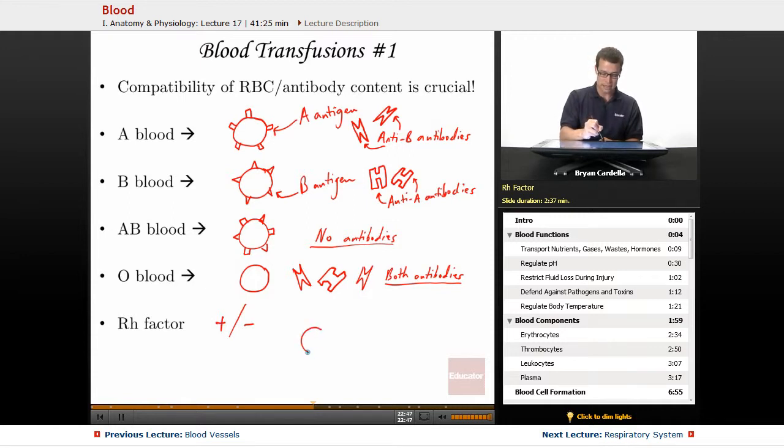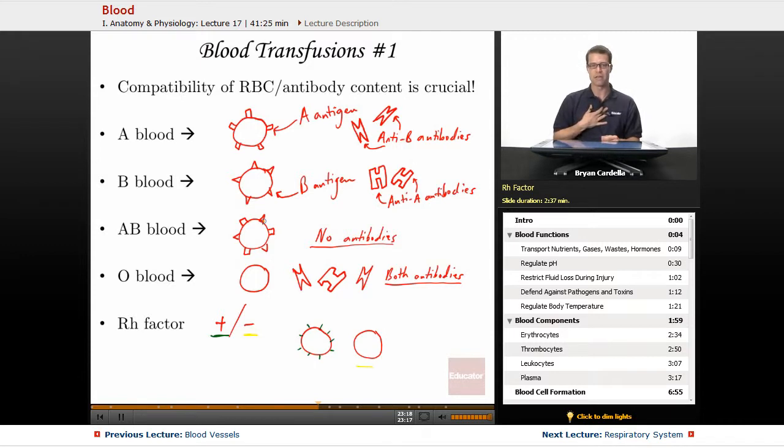Think of it as like this. Let's say this is an O red blood cell. Here's another O red blood cell. If you are Rh positive, you might have this additional little antigen sticking out from the surface. If you're Rh negative, you don't have any of them. You don't have that particular antigen. It's the lack of the antigen. That's why it's negative.